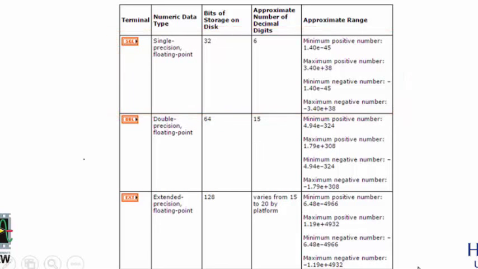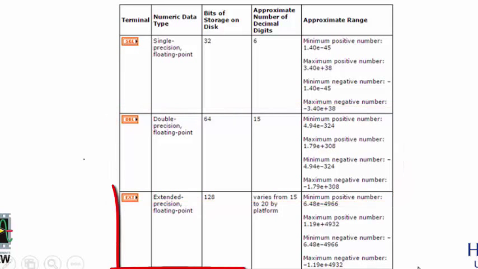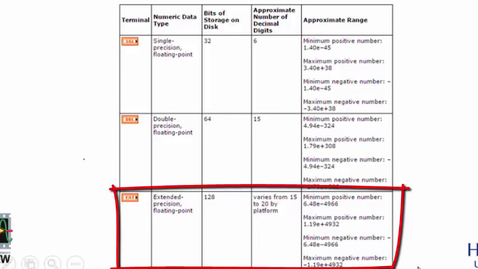We can increase the maximum number of decimal point values by increasing the number of bits. We can go up to a double precision floating point number, which is 64 bits of memory. That is the default in LabVIEW. If we wanted more precision or more range, we can then use this extended precision floating point number, which utilizes 128 bits.